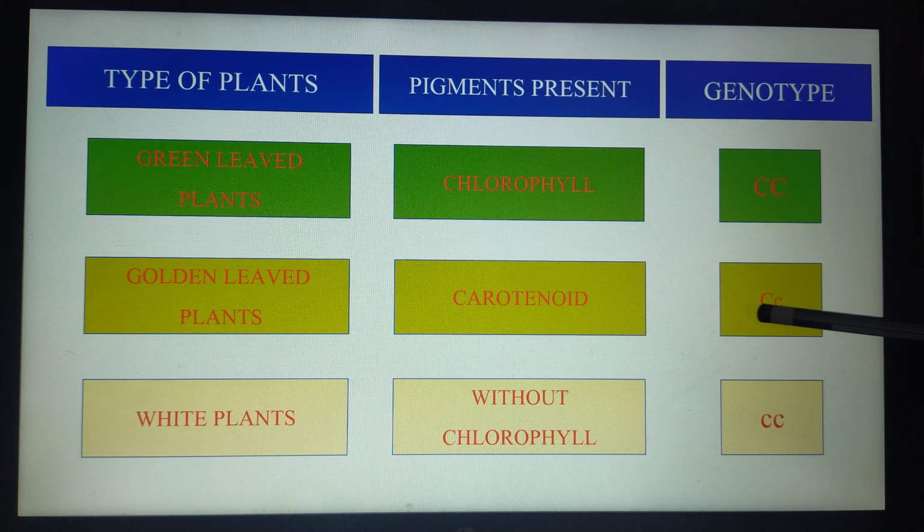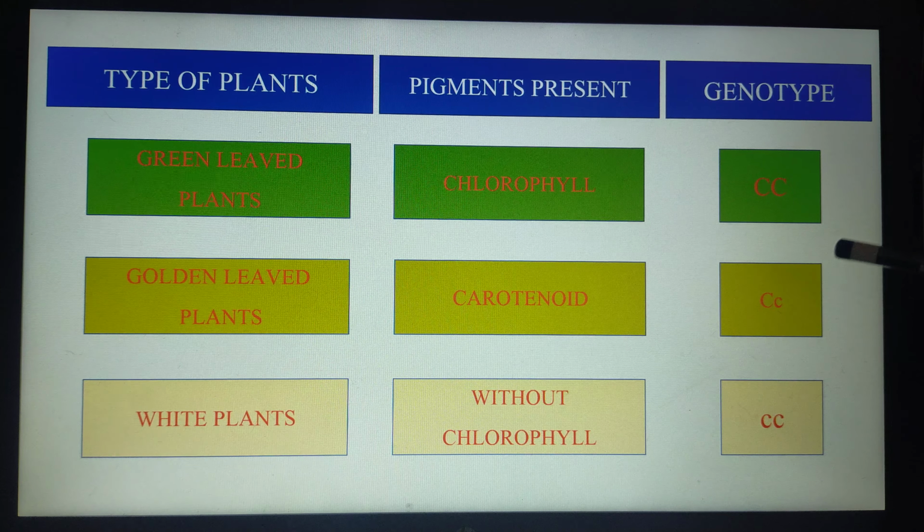Now, a plant possessing this genotype produces yellow colored leaves, right? Carotenoid pigment containing leaves, or the golden leaved plants. Here the plant is said to be Antirrhinum aurea. This is a new species which is derived from the Antirrhinum majus species. It is a modified form. So this is the species we call Antirrhinum aurea.